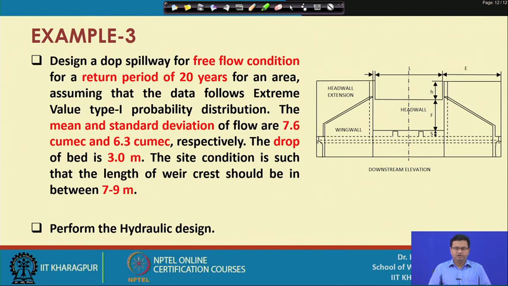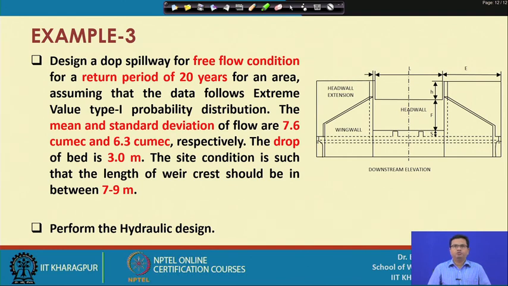The mean and standard deviation of flow are 7.6 cumec and 6.3 cumec. So, the mean and standard deviations are given. The drop of bed is 3 meter, that means F is given as 3 meter. The side condition is such that the length of weir crest should be in between 7 to 9 meter. So, that means L should be selected in between 7 to 9 meter.